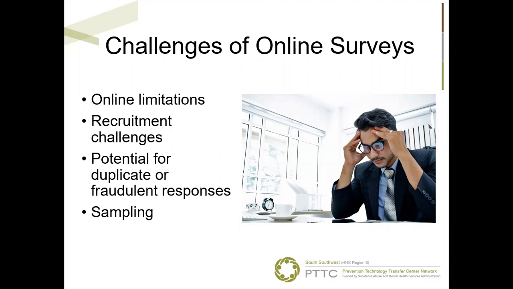You do have the potential for duplicate or fraudulent responses. There are ways to control for that. And that really just depends upon the quality of information and how many controls you need to put in to do that. But in a lot of the platforms, you can have it screen out something that looks like somebody has already responded if they're using the same email, for example. And then sampling.